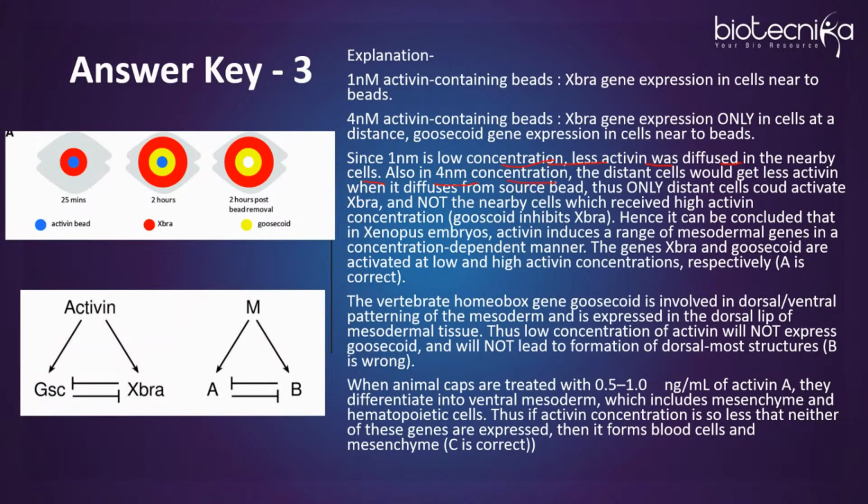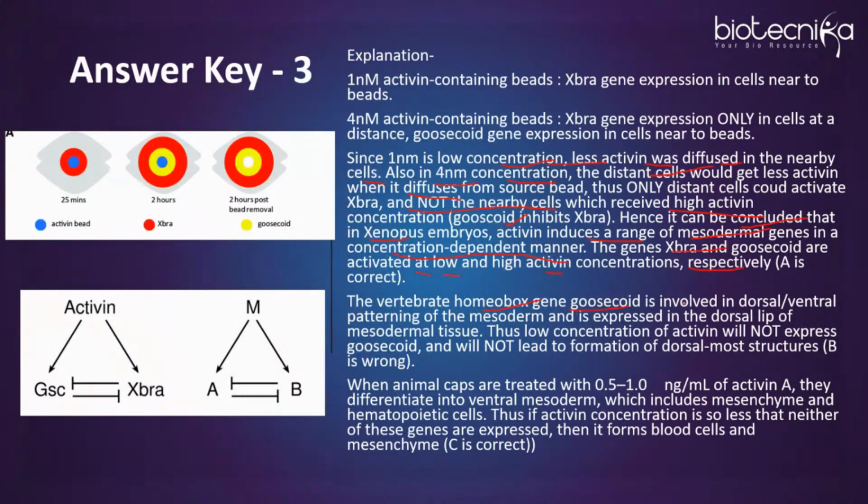Also, at 4 nanomolar concentration, distant cells would get less activin when it diffuses from the source bead. Thus, only the distant cells could activate XBRA and not the nearby cells, which received high activin concentration. So we understood that goosecoid inhibits XBRA. Hence, it can be concluded that in Xenopus embryo, activin induces a range of mesodermal genes in a concentration dependent manner. The genes XBRA and goosecoid are activated at low and high concentrations respectively. So that's why A is correct.